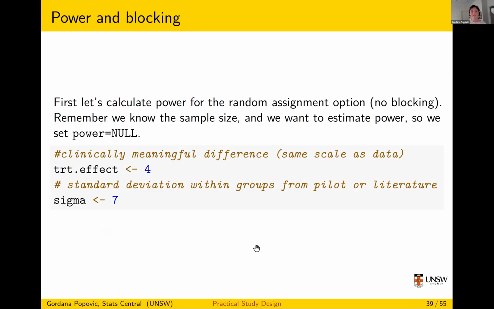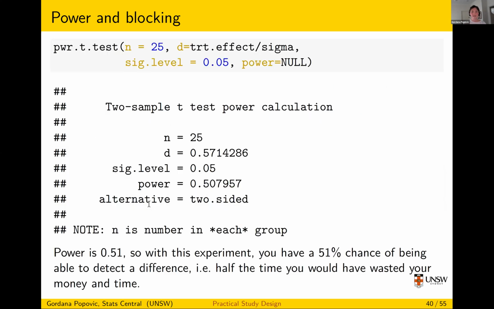Okay. So our clinically meaningful difference is 4, that we said. We want a difference of 4 marks, and the standard deviation is 7. So I'm going to keep those things constant. And then I'll have a look at what happens if I just collect 50 students at random and allocate them to my 2 treatments. So not within the same schools, just from anywhere. Okay, so I've got 25 in each group. I calculate my standardized effect size by dividing the treatment effect by sigma. Significance level is just going to be 0.05, and I'm going to leave power as null.